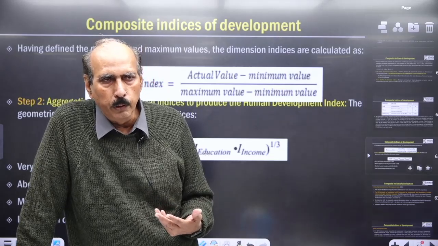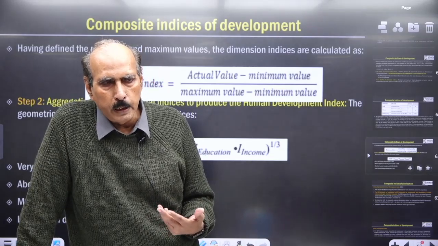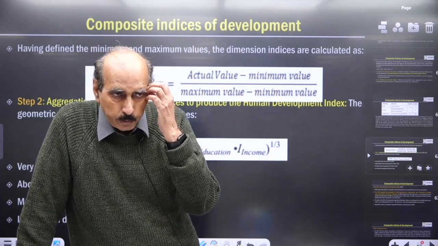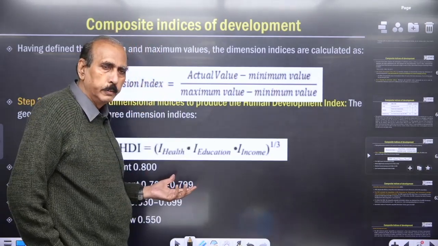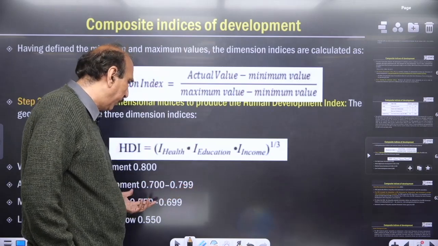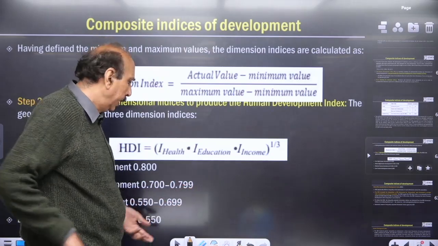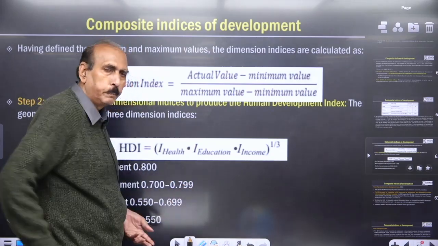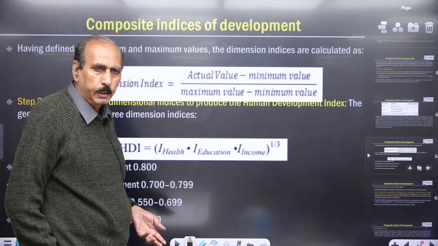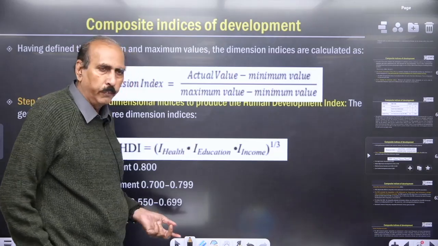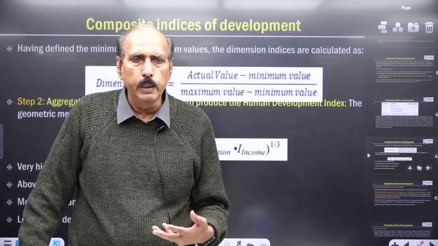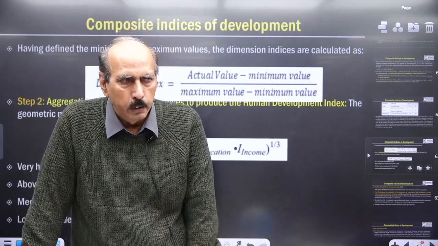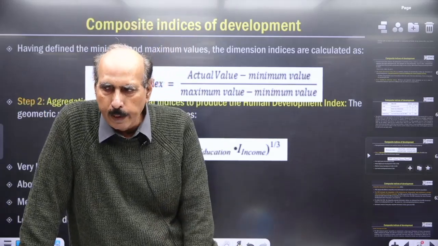Human development is taking place at the maximum possible extent. The middle level is 0.700 to 0.799, the lower level is 0.550 to 0.699. We are here somewhere in the third category, and the last is below 0.550. Therefore, after calculating these HDI values, the UNDP publishes the data.